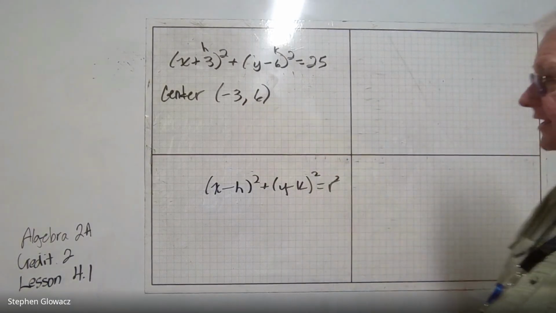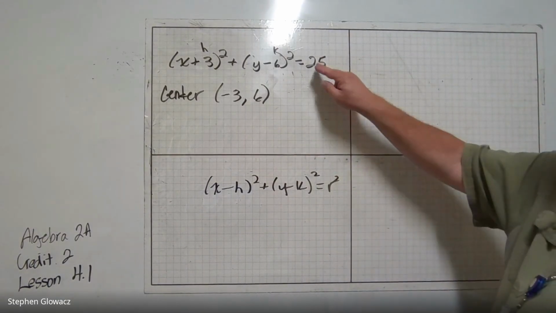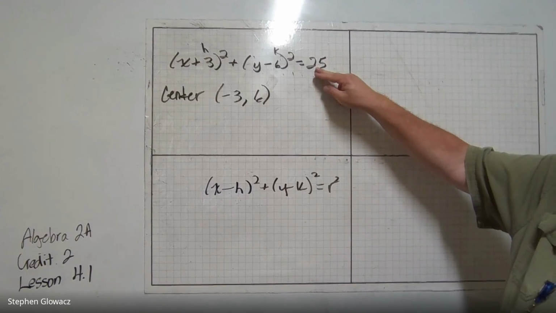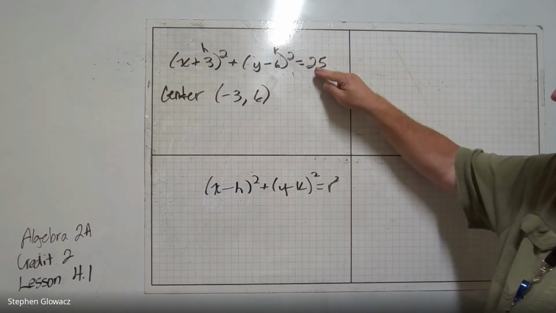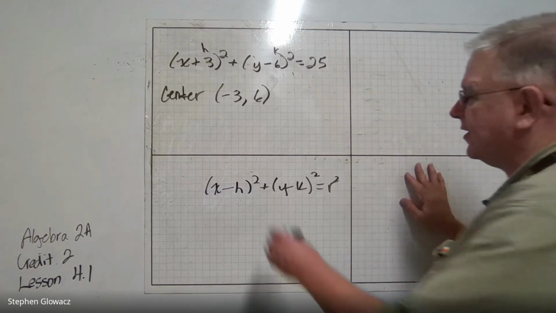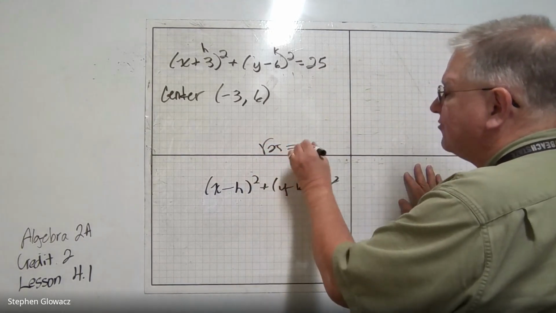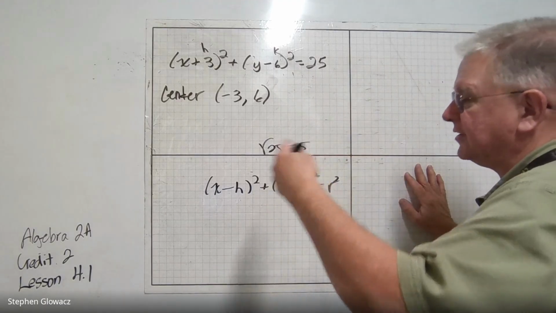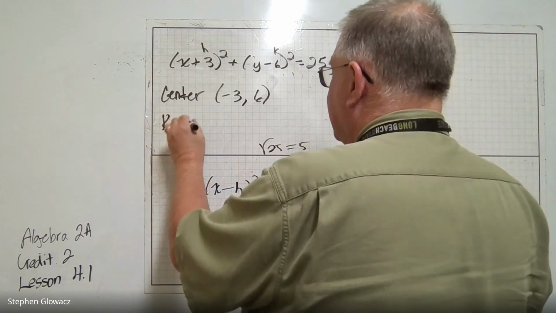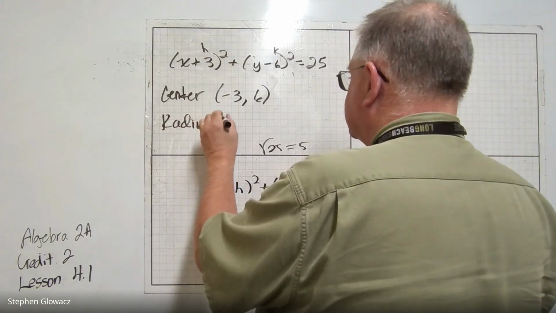So our center is at negative 3, positive 6. Now over here, remember, this is not the radius. This is the radius squared. So we have to take the square root of 25, which of course is 5, because 5 times 5 is 25. So our radius is 5.